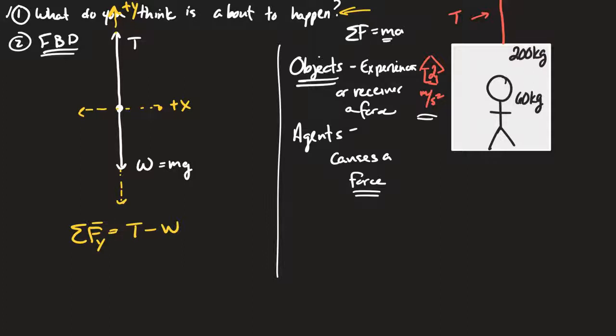So, a simple rule of thumb is you must assume it's a second law problem unless you absolutely know it's a first law problem. Again, assume second law unless you absolutely know first law. In this case, we know it's a second law problem.